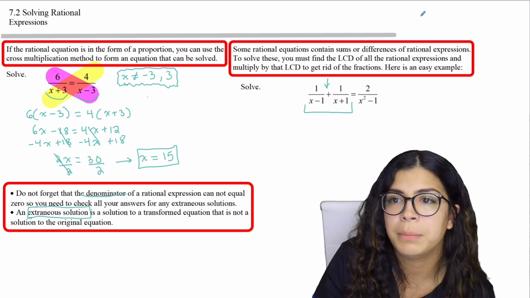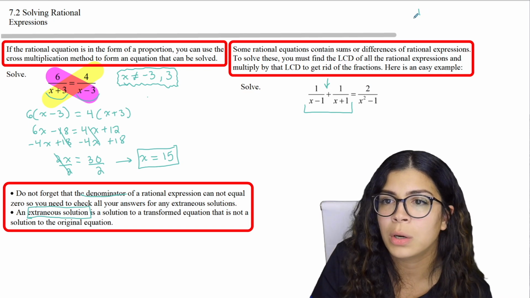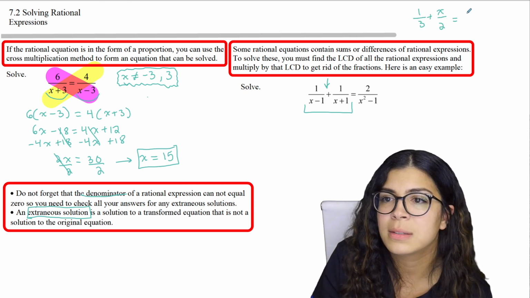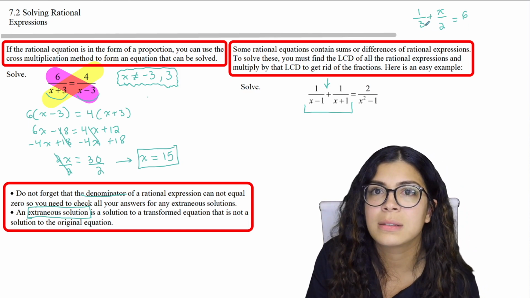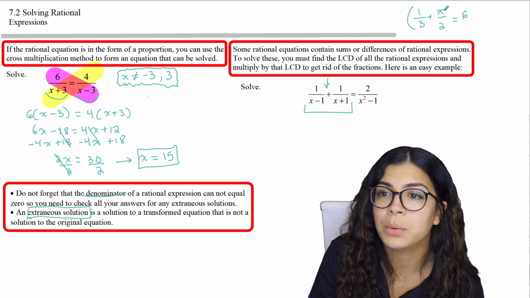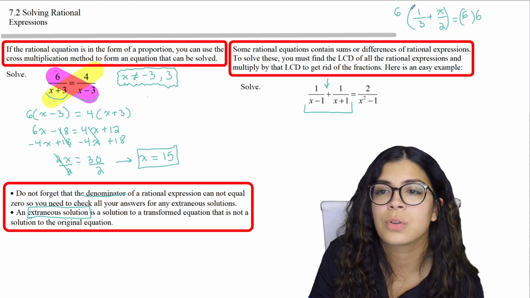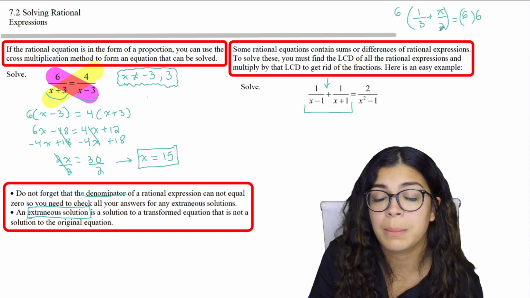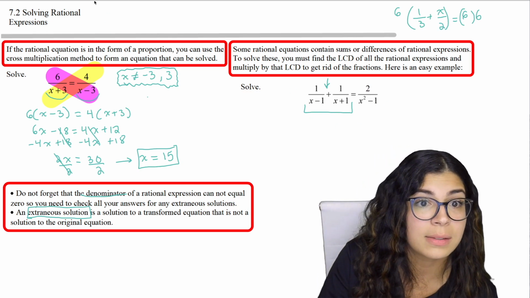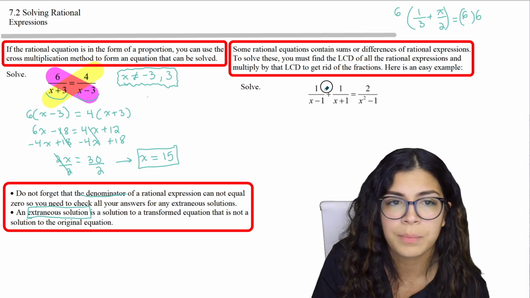So if you remember from before when we had something much more simple, like let's say 1 over 3 plus x over 2 equals 6, well, we can find the least common denominator, which in this case would be 6, and we can multiply both sides of the equation by that LCD so that we can get rid of the denominators. Essentially, that is the same thing here. It's just that now we have variables.